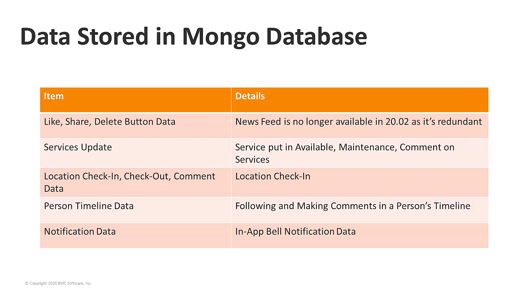As part of service health, if you're following any services, updates to those services in terms of being available, partially available, maintenance, and comments on those services are part of the data that gets stored in the Mongo database. Also, if you have any locations configured and if you have checked in or checked out to any location, which could be an office or a remote office, any check-in, check-out or comments also get stored in the Mongo database. If you're following a person in the social timeline and you're adding comments to the person's timeline, that data also gets stored in the Mongo database.